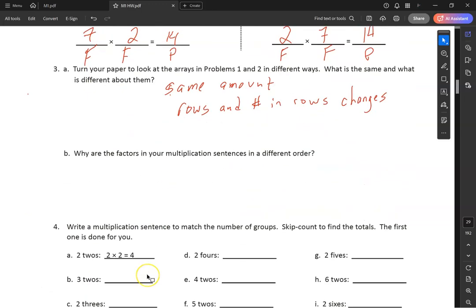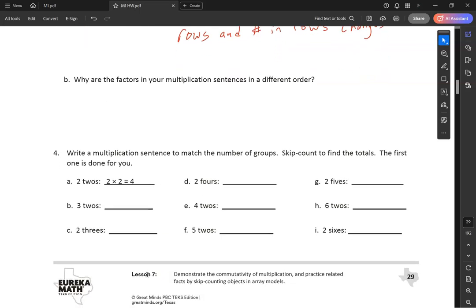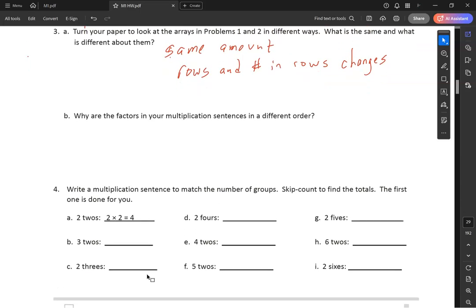Okay. All right. B. Why are factors in your multiplication sentence in a different order? Why are they in a different order? They're in a different order because we changed the rows and number in a row. Okay. All right, number 4.